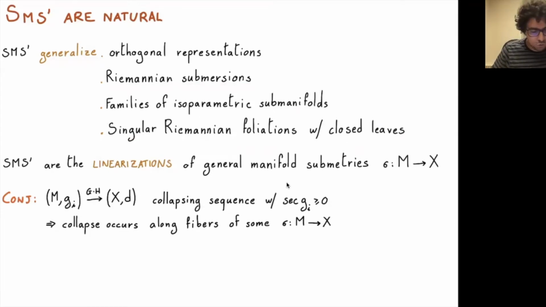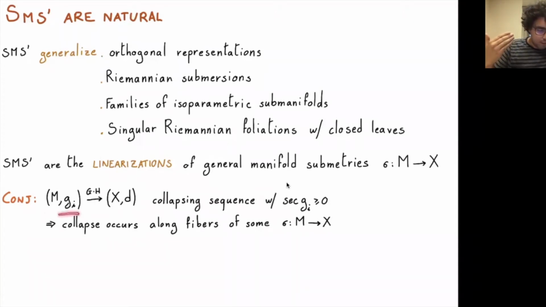Now, this is true for all manifold submetries. And within manifold submetries, the spherical ones, so manifold submetries from the round sphere, play a special role because, in a very specific sense, they represent the linearization of a general manifold submetry at a point. So essentially, they give you information about the local structure of a general manifold submetry at a point. Also, they are conjecturally expected to appear whenever one has a sequence.